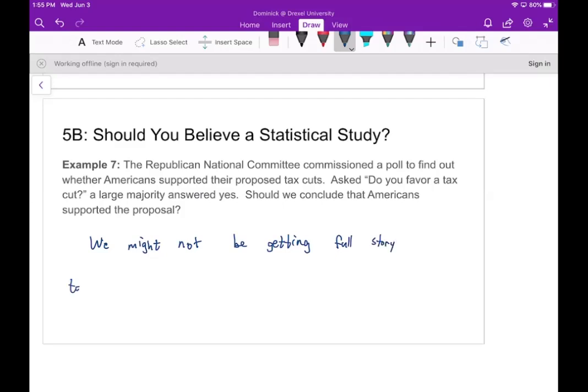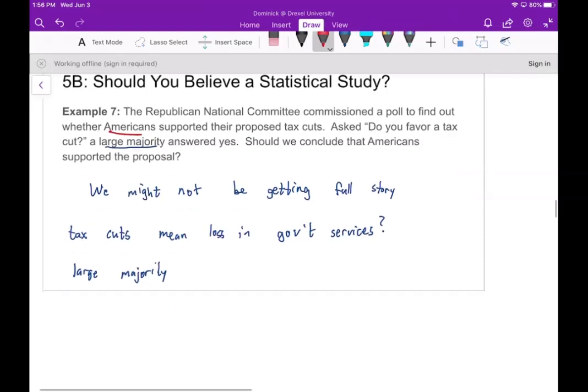Would the tax cuts mean maybe a loss in government services? For example, trash collection or plumbing or something like that. That's one thing that we're not getting here. And also, what is a large majority? And also, which Americans did they ask? If this is a Republican National Committee, did they only ask Republicans?